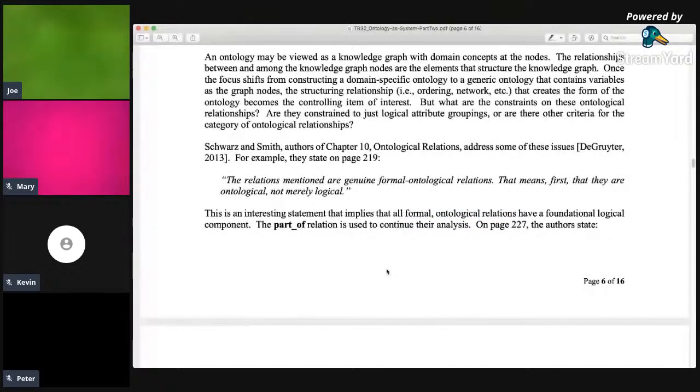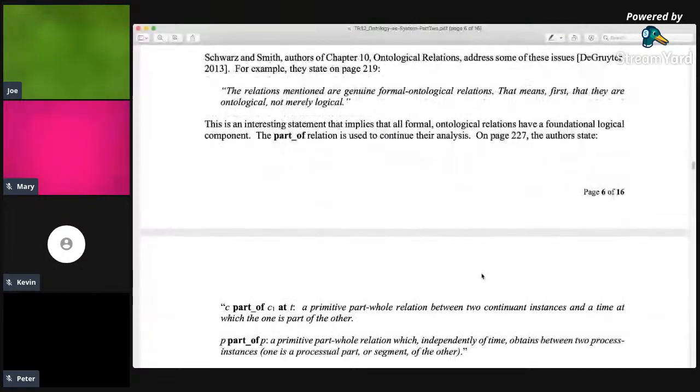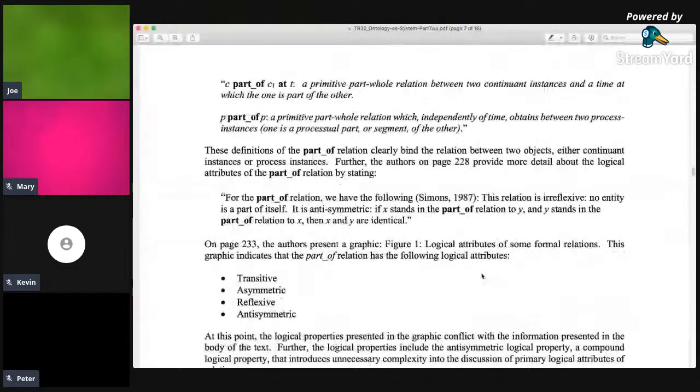And Schwartz and Smith talked about part of as their example. And the examples they gave, they said part of is a primitive part-whole relationship between two constituent instances, or it's a primitive part-whole relation which is independently of time obtained between two process instances. Okay, so there's two things and there's a relationship between two things, is basically what they're talking about here. And so this part of relationship clearly binds these two objects together.